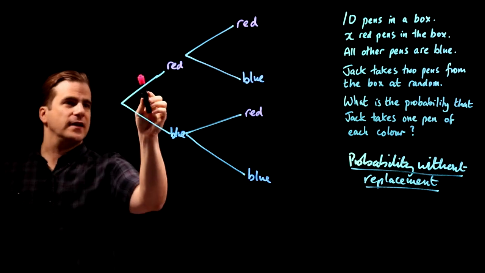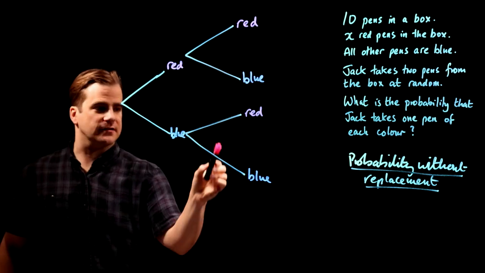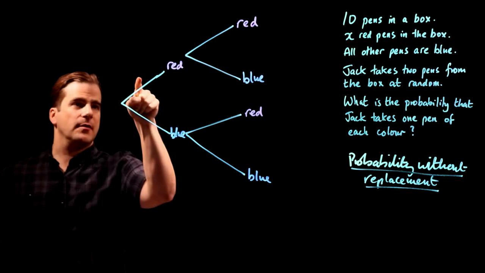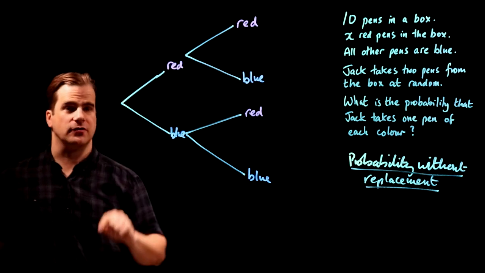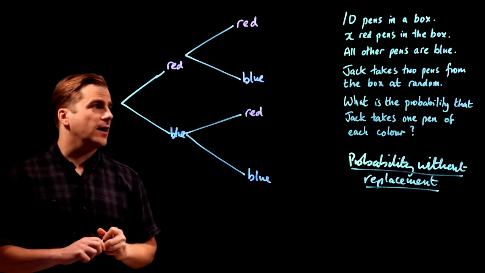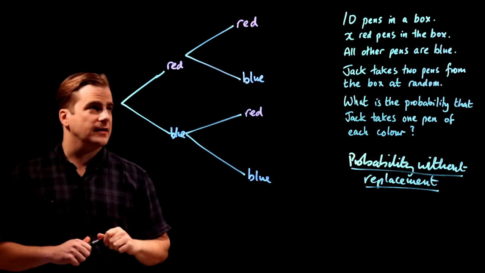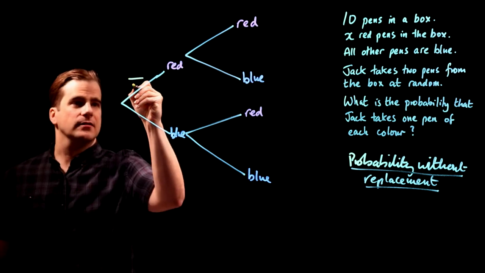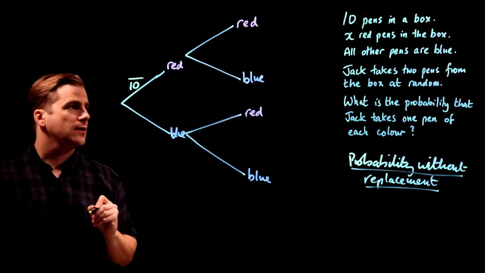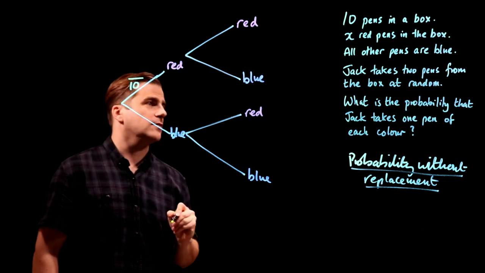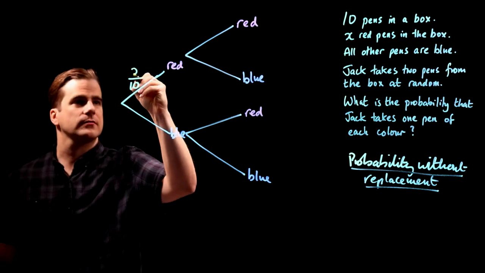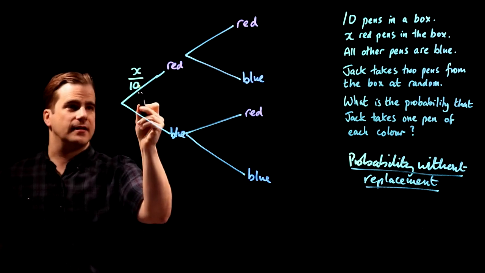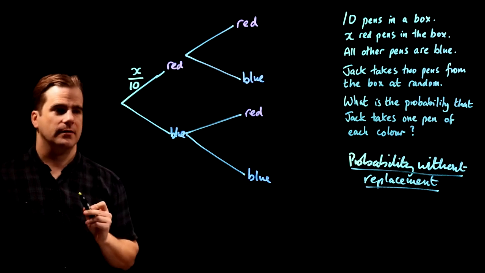So, we need to fill in values on each of these branches. That's our next step. So with his first pick, what's the probability, what's going to go there, that he chooses a red pen? Well, there are 10 pens in the box, so it's going to be out of 10. And how many red pens are there? There are X red pens in the box. Okay, so with his first pick, he's got an X in 10 chance of picking a red pen.